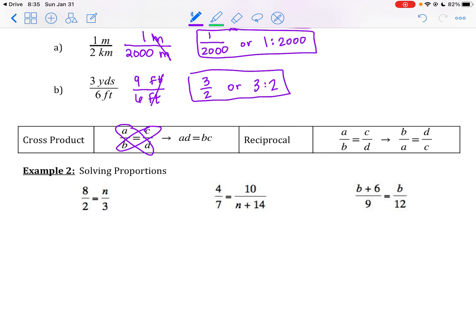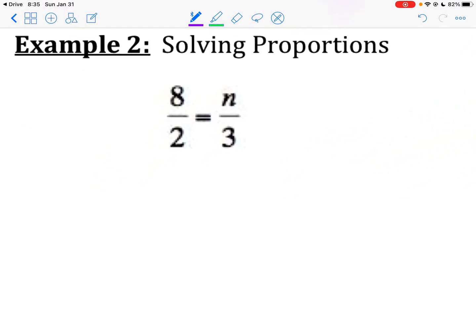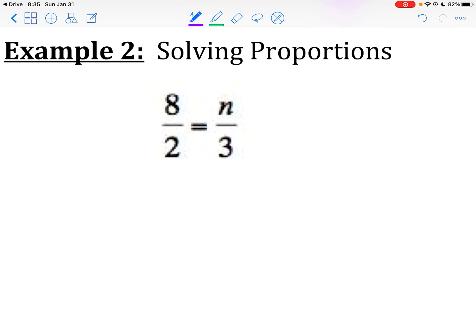Another property of proportions is the reciprocals are equal. So if I have A to B equals C to D, A over B equals C over D, I can flip both of those ratios over so that B over A is equal to D over C, and those will be equivalent. So equivalent ratios have equivalent cross products. So to solve proportions, we use cross products.